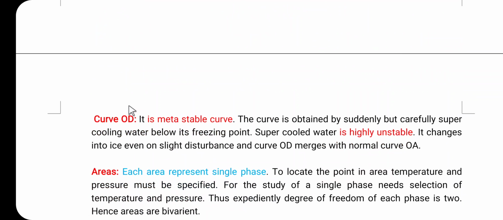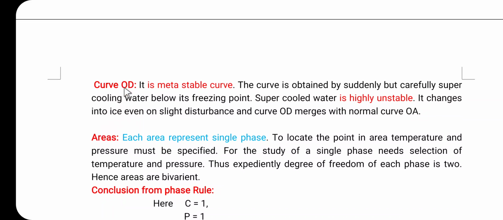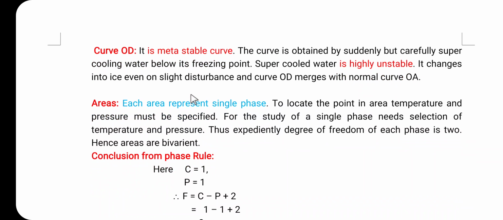So let us consider the metastable curve. The metastable curve is OD. The curve is obtained by suddenly but carefully supercooling the water below its freezing point. Such water is called supercooled water, and as all of you know, supercooled water is highly unstable. When a small amount of ice is added, or when we touch the supercooled water, it immediately solidifies. So it changes into ice even on slight disturbances, and the curve OD merges with the normal curve OA. So this is the metastable curve.